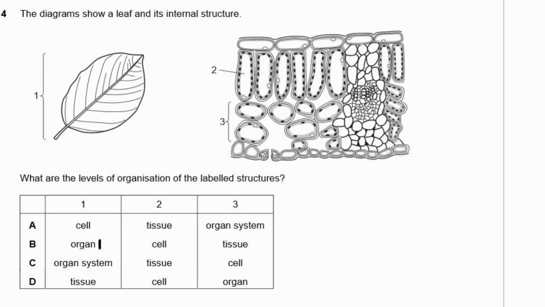Okay, now if we look at 2, it's pointed to one individual circle, one individual cell. So it makes sense that it's a cell.